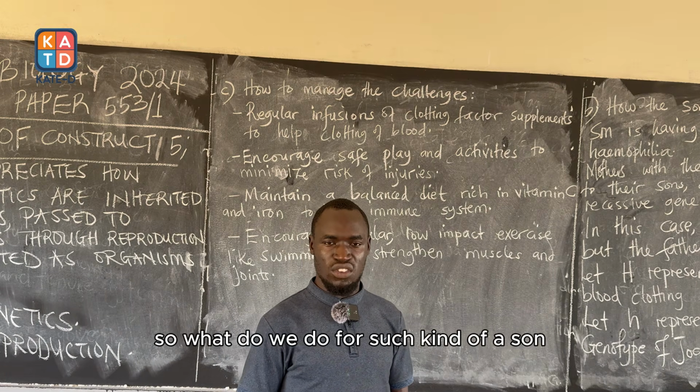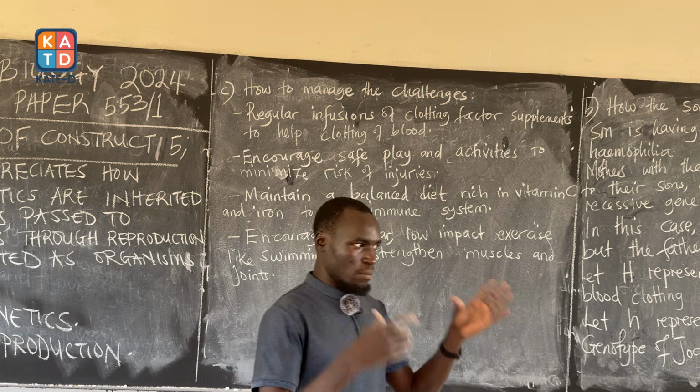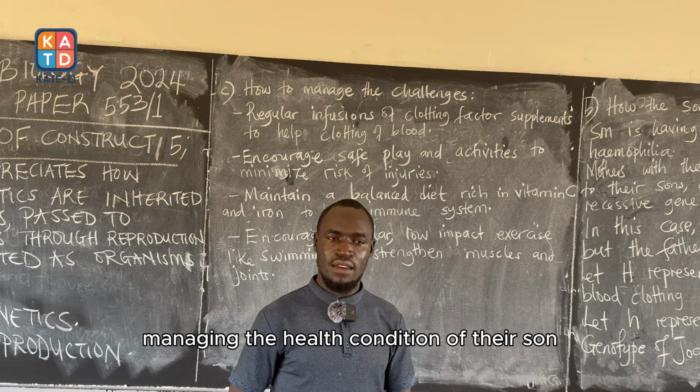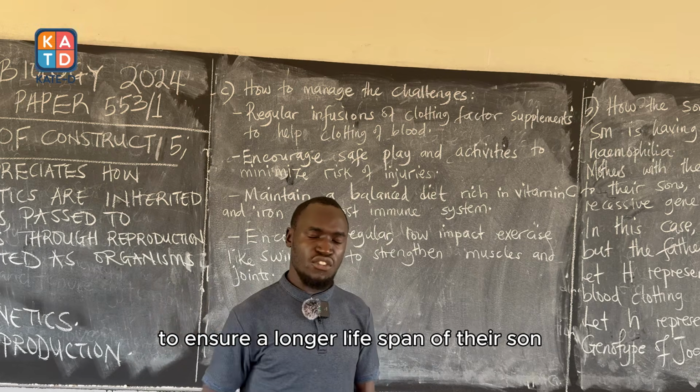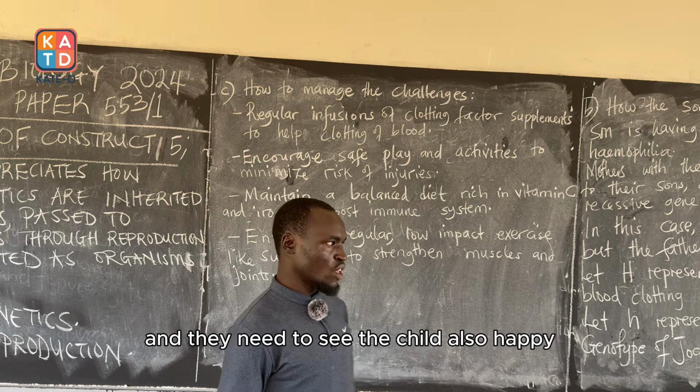So what do we do for such a son? The parents have to find ways of managing the health condition of their son to ensure a longer lifespan for their son, because it's their child and they need to see the child also happy. So what will they do?